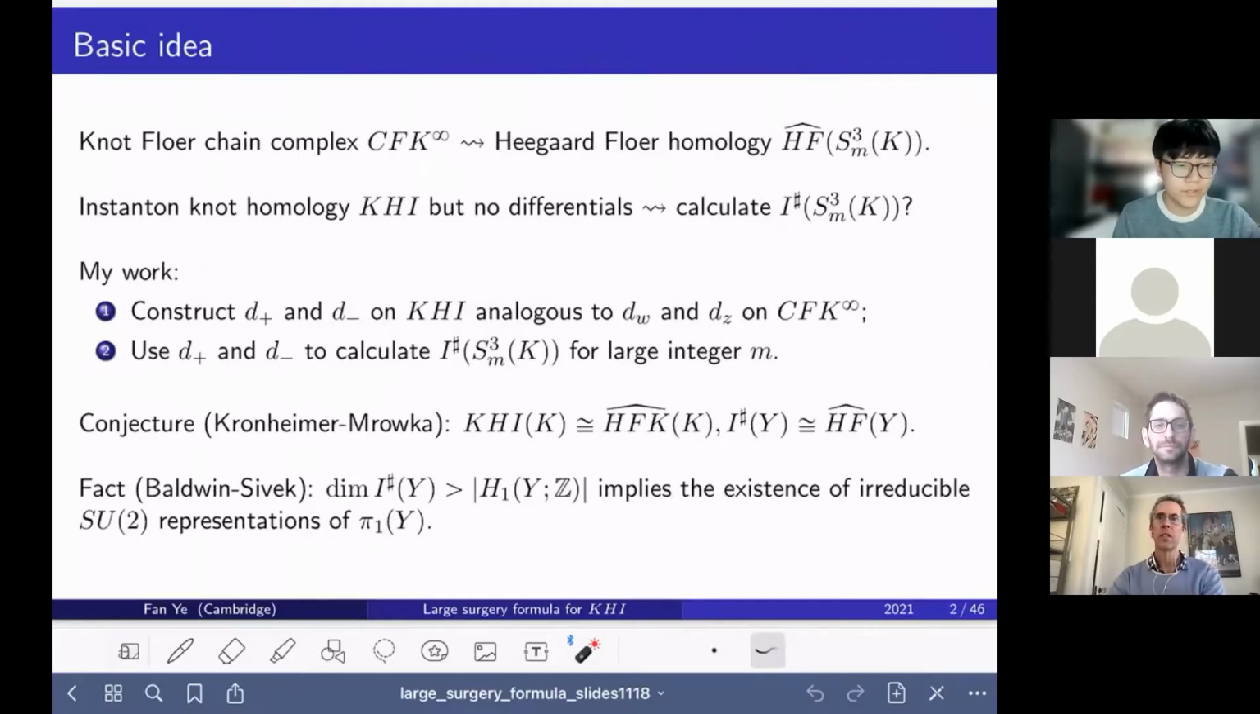So it is well known that there's a knot Floer chain complex CFK infinity, and we can use this chain complex to calculate Heegaard Floer homology HF hat of the M surgery of K. Usually, if M is large enough, it is called the large surgery formula.